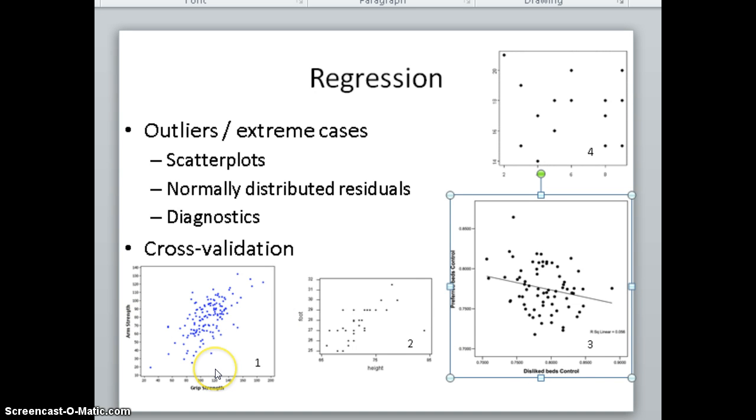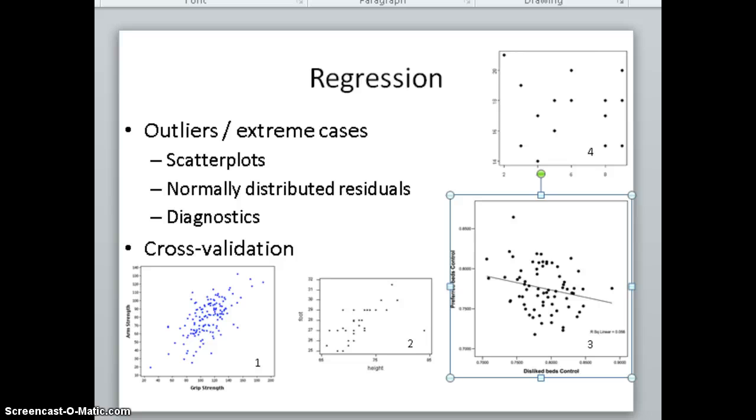Scatter plot 1 looks pretty good. This is how you want your data to look when you compute a regression. You would imagine the line would go right through the middle there, and nothing is really too far away from where that line would be.